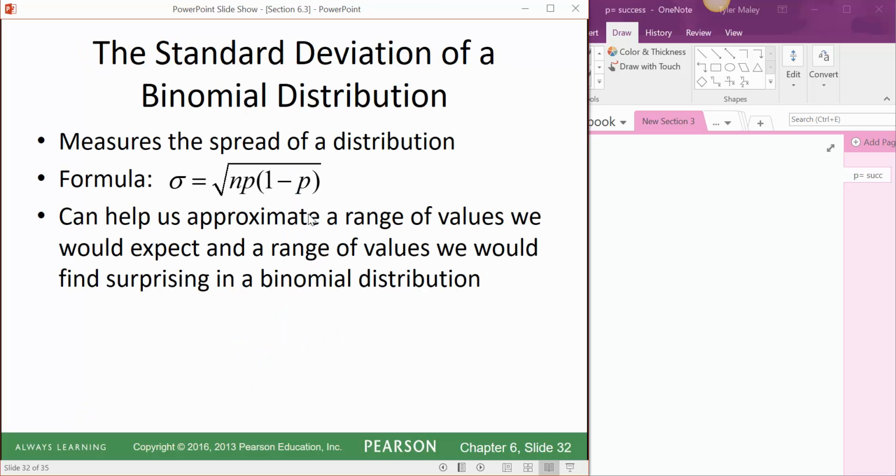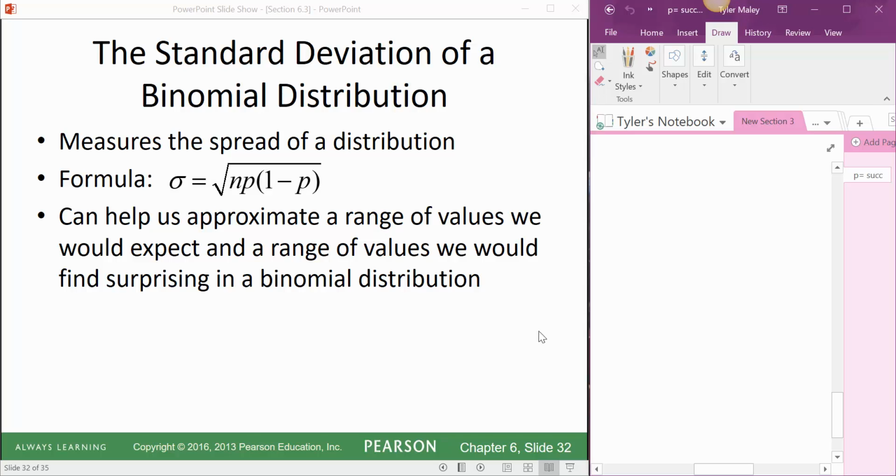So also we can talk about how to measure the spread, right? The standard deviation. So the formula is sigma is equal to the square root of n times p times 1 minus p, right?